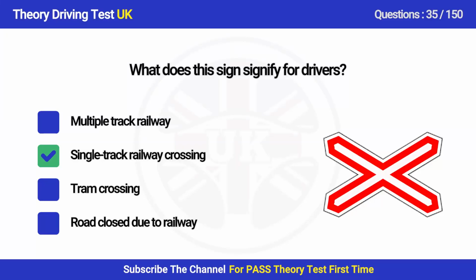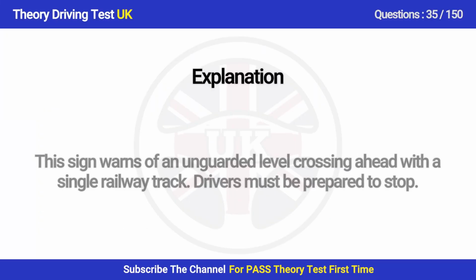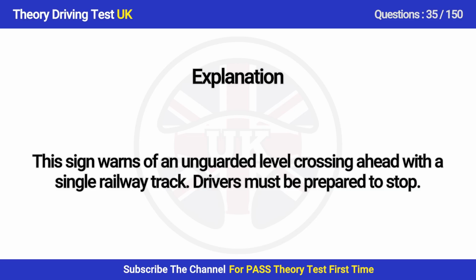Answer is B, railway crossing. This sign warns of an unguarded level crossing ahead with a single railway track. Drivers must be prepared to stop.